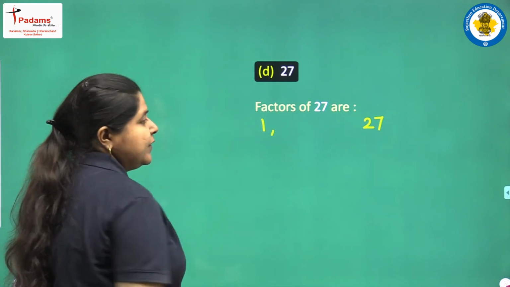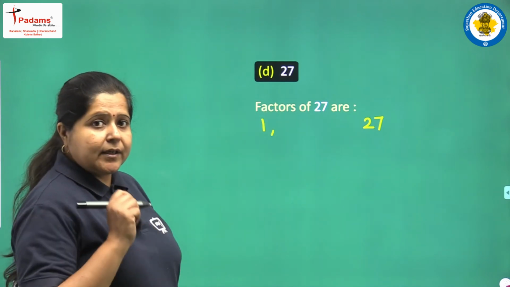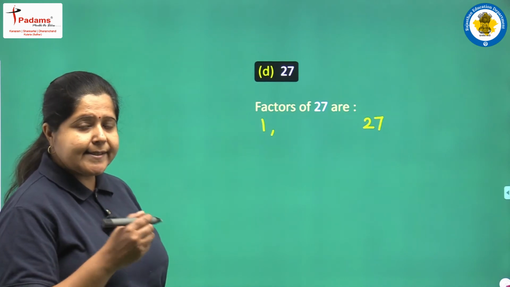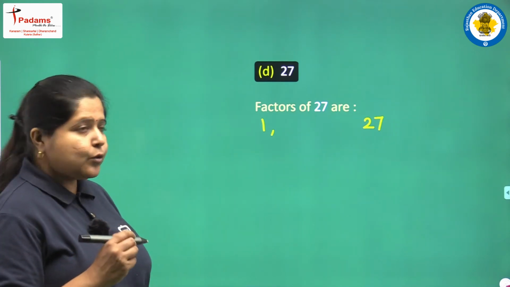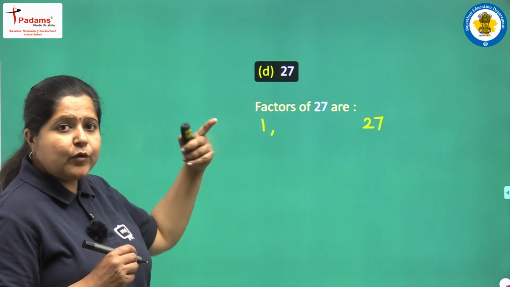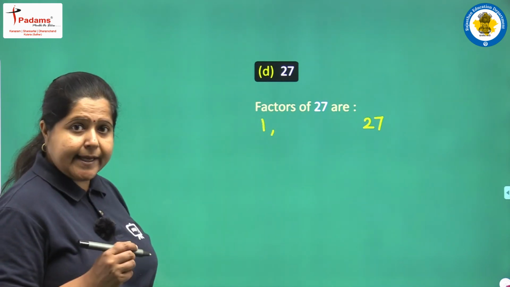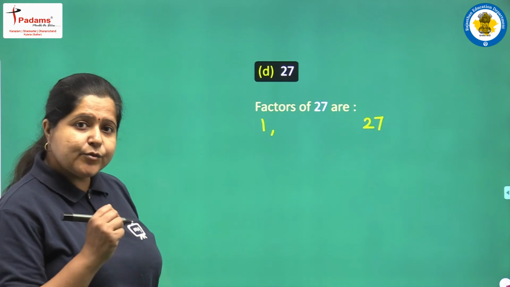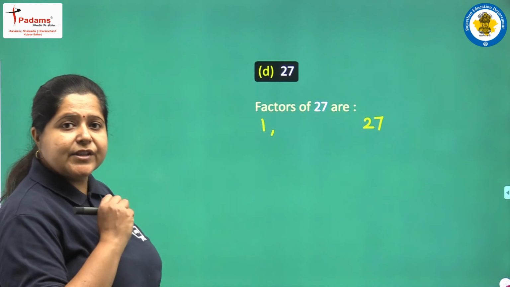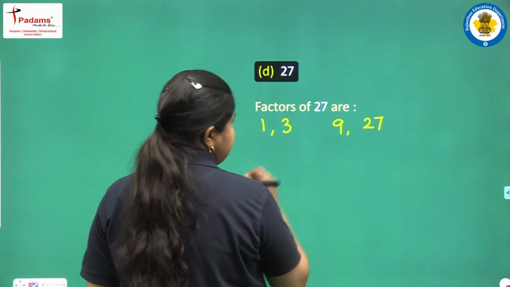After 1, we will check for 2. Now 2 will divide 27 or not? 27 is not there in the table of 2. 2 13s is 26 and 2 14s is 28. So 2 will not divide it completely, and so 2 is not a factor of 27. Then we move on to the table of 3. Will 3 divide 27 completely? Yes, because 3 9s is 27 and therefore 3 will divide it, leaving a remainder 0. So 3 and 9 are 2 of its factors.